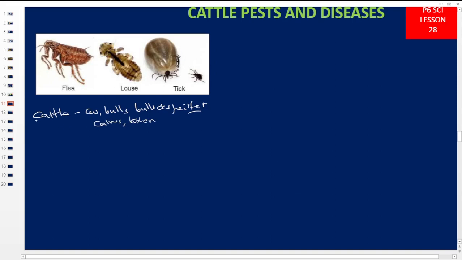Now that is what we mean by cattle. Then when we look at these cattle, these cows, bulls and so on, they have what we call pests. But remember, when you go back to crop growing, we know that pests are the things that destroy farmers' crops, meaning that these pests in cattle are also called parasites.